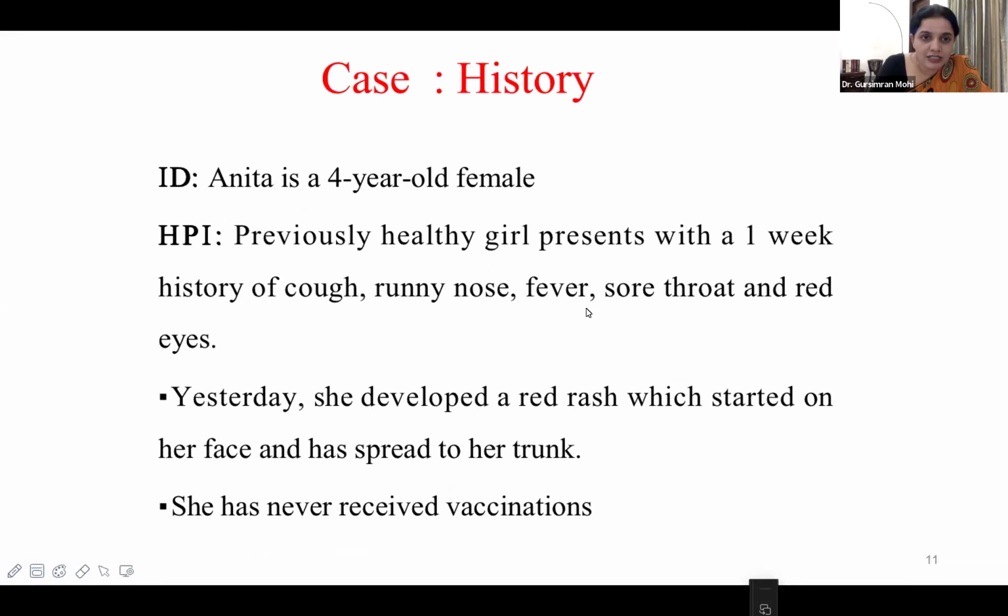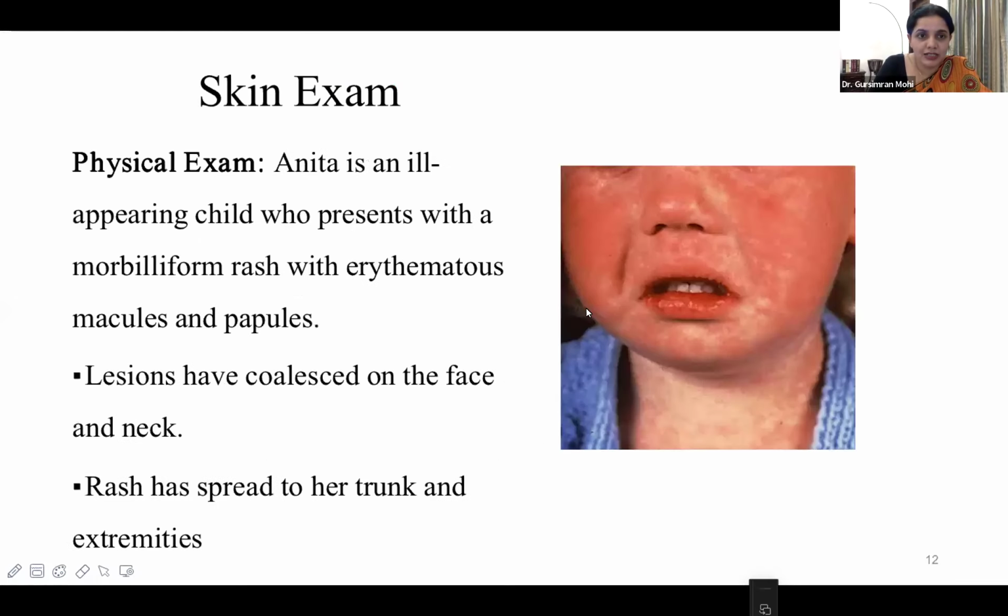So let's discuss the first case. Anita, a 4-year-old previously healthy girl, presents with a 1 week history of cough, runny nose, fever, sore throat, and red eyes. Yesterday, she developed a red rash which started on her face and then spread to her trunk. She has never received any vaccination. On skin examination, the child is ill appearing and there is a morbilliform rash with erythematous macules and papules. The rash has spread to the trunk and extremities.